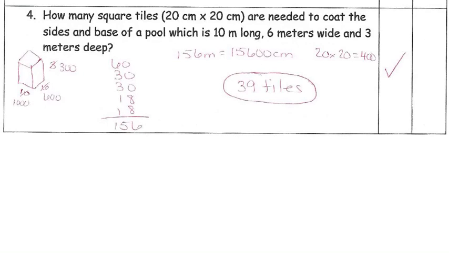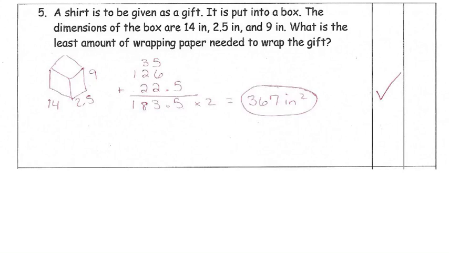For question number 4, this is talking about surface area. As you can see, again, with this one you're dealing with 2 different units, and so you're going to have to convert all of the meters into centimeters and then calculate the surface area. And so the surface area is, well, how many tiles will you need? You will need 39 tiles. For problem number 5, this is talking about surface area. And so your surface area for this is 367 square inches.